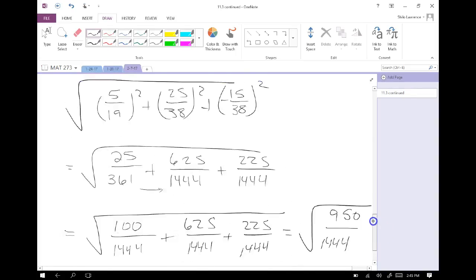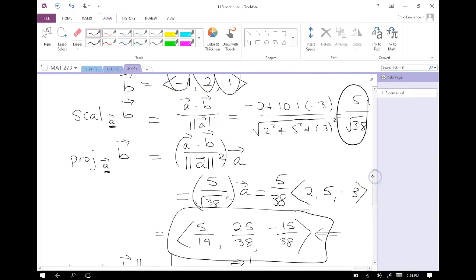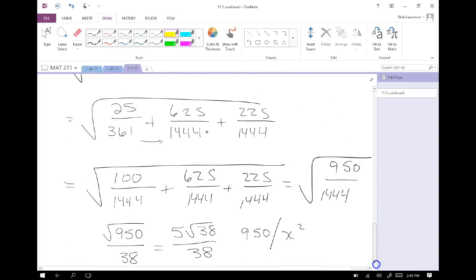If we were to rationalize this one over here, oh, there's supposed to be a little thingy. If we rationalize that, you'll get 5 radical 38 over 38. So the only difference here is our answer is rationalized. This is exactly the same thing.